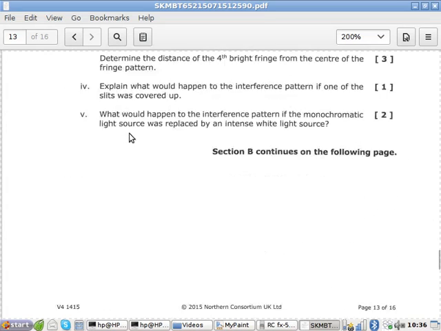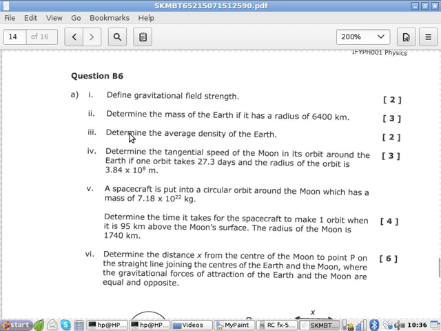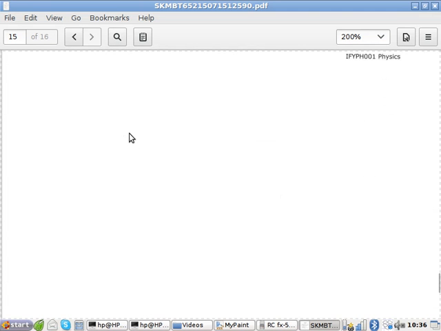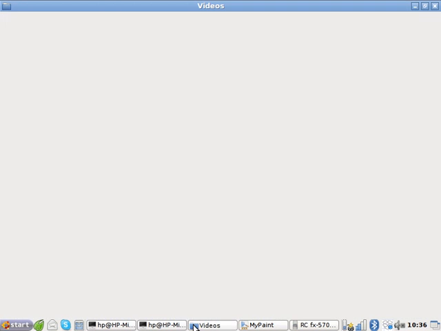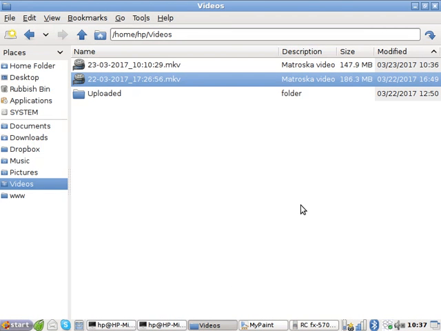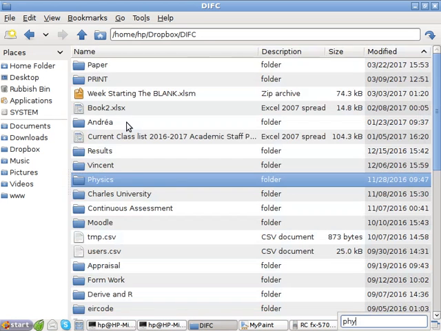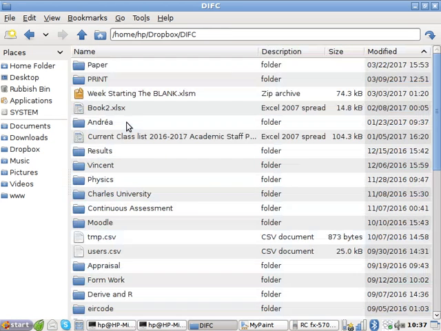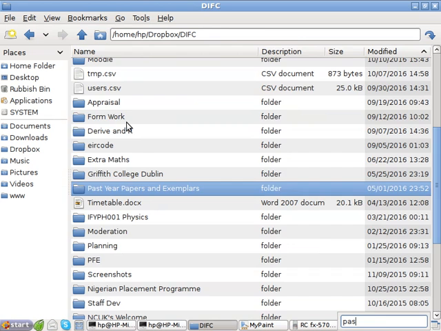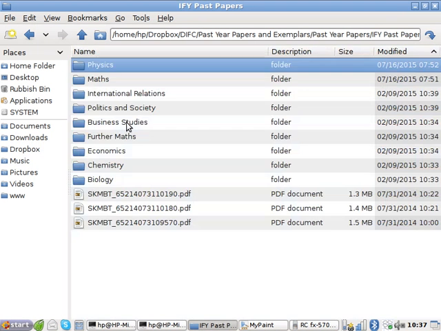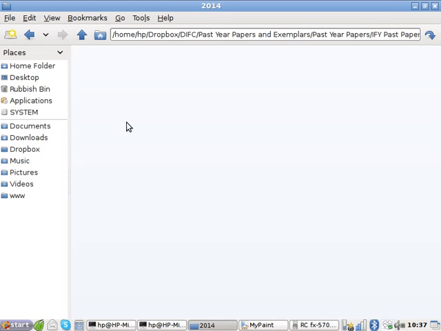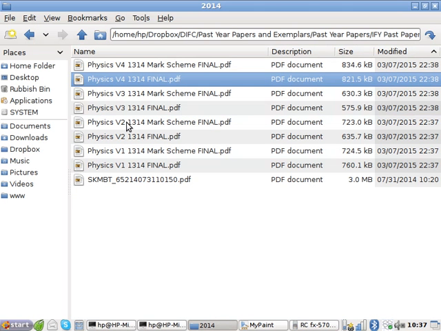IFI, physics, past papers, IFI past papers, physics, 2014, version 4 we'll start with. Did I click enter? Yes, I did. Alright. Right, that's electricity. Let's start with A.